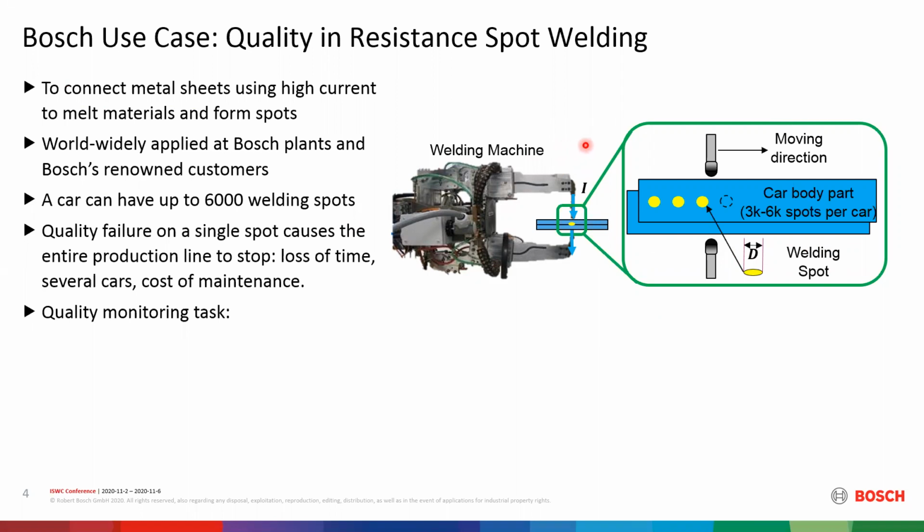A car can have up to 6,000 welding spots. Just consider how many cars are produced every day. It is easy to estimate the economic impact of this process. However, process assurance is very challenging. The quality failure of one single spot can cause the entire production line to stop. This means the loss of time, several cars, and cost of maintenance.